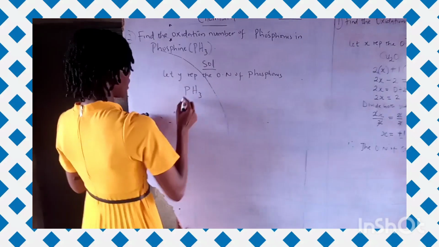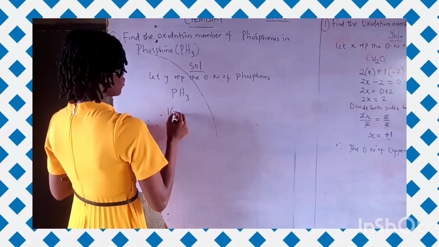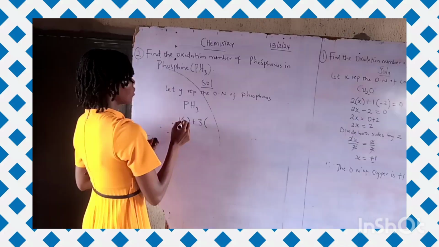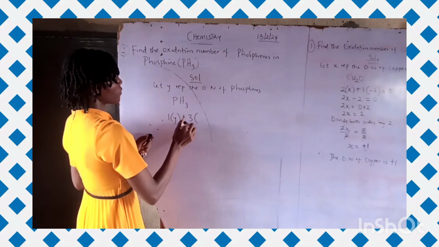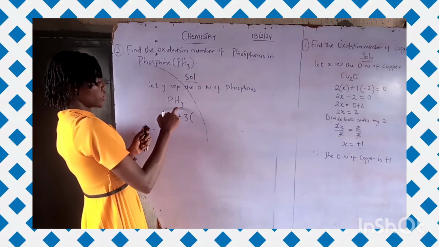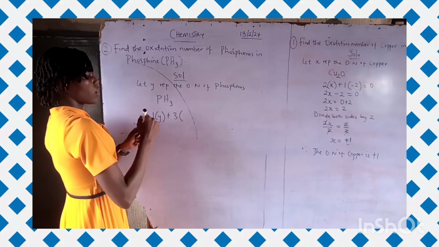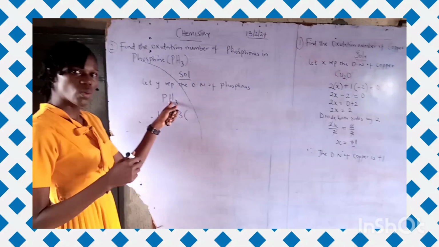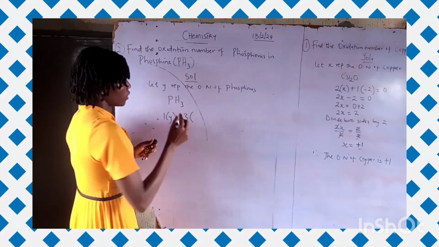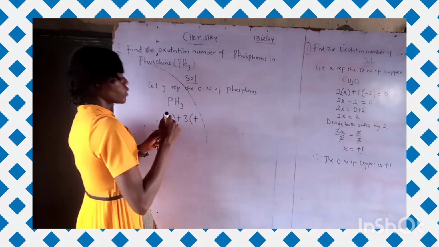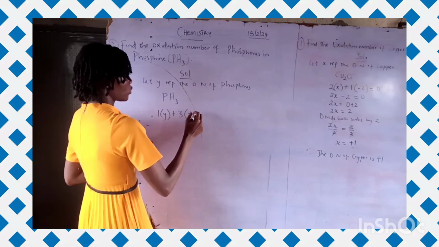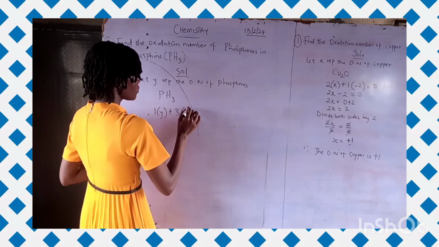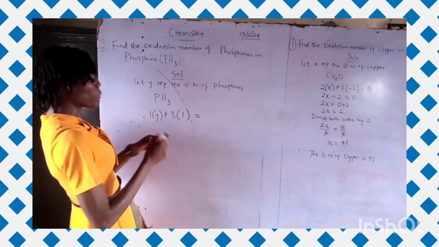Okay, so we have 1 into y, that's let y represent the oxidation number of phosphorus, plus 3 here, that's the atomicity of hydrogen, into the oxidation number of hydrogen. And we said the oxidation number of hydrogen is plus 1, except in sodium hydride or in the hydrides of metals. So we have plus 1, and it's equal to 0 based on our rule.